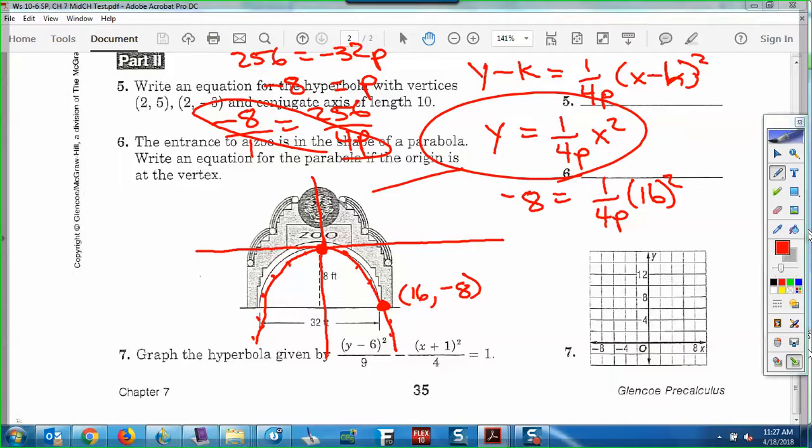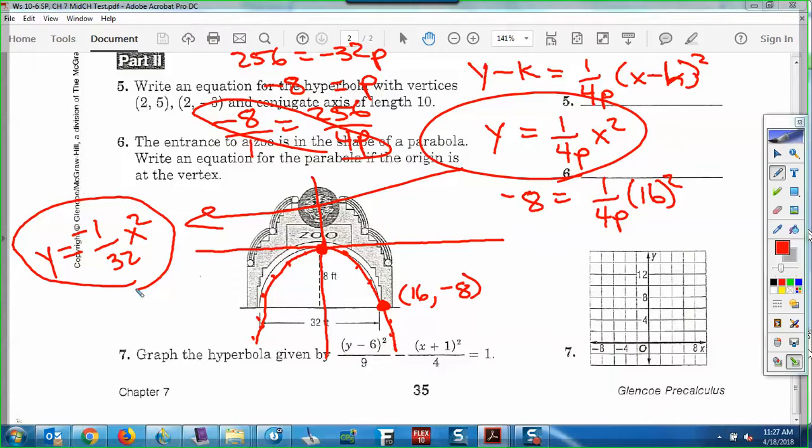So, looking at that, we would have Y equals, and if P is negative 8, that would be negative 1 over 32 X squared would be our equation. Which makes sense to be negative because it opens down, right? So we want that to be negative. Okay? There you go. Good.